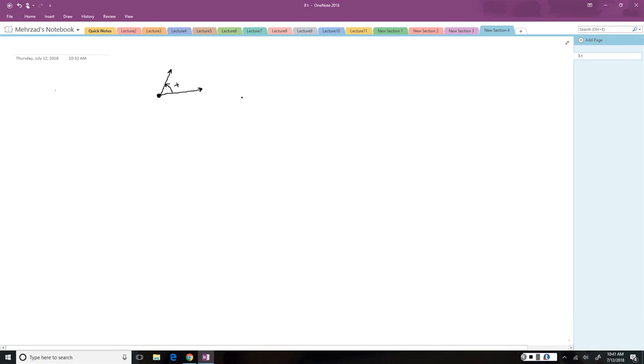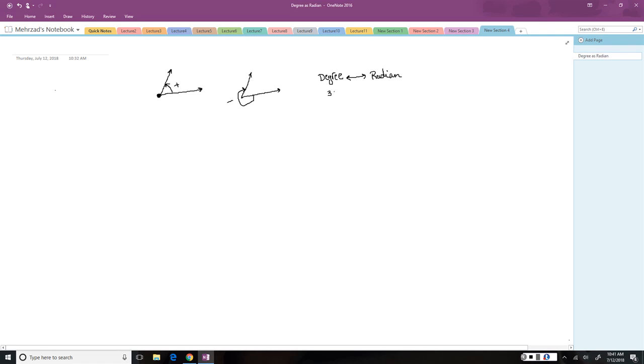But if we go from the starting ray to the terminal ray in a clockwise motion, then we create a negative angle. To measure angles, we can use either degree as a unit, or we can use radians. And you will learn how to convert between these two.